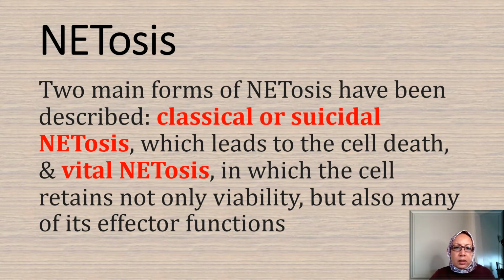Two main forms of NETosis were described. The classical or suicidal NETosis, that's the one I described just now, that leads to cell death. And the other type is vital NETosis, in which a cell retains not only viability but also many of its effector functions.